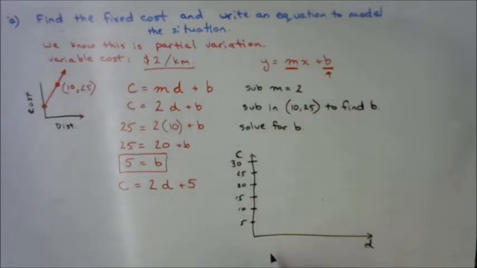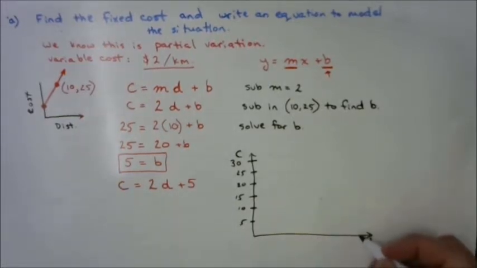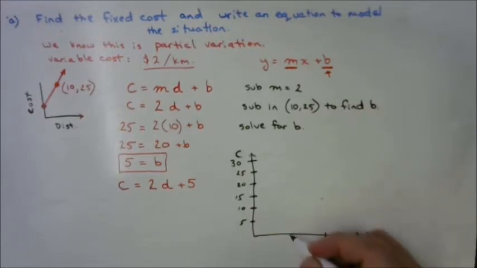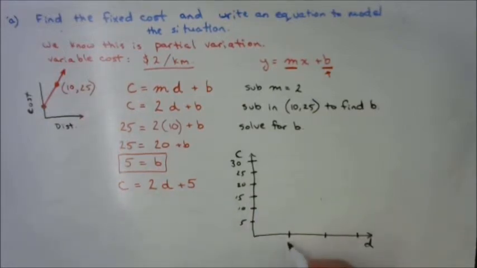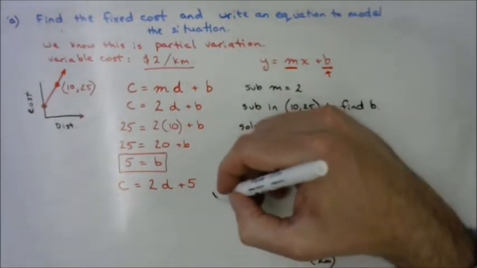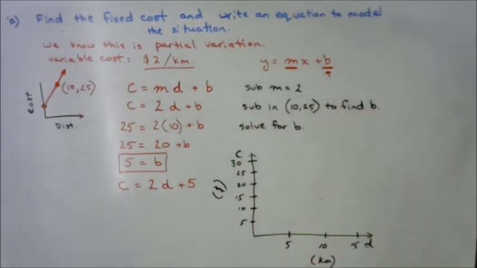And the distance driven is going to go up to about 15 kilometers. Yeah, we're just calculating one way here. This is measured in kilometers. This is measured in cash money. And now we can graph our line.